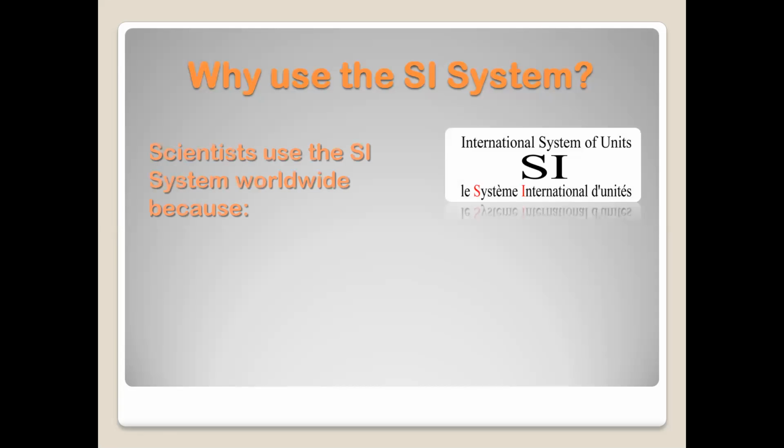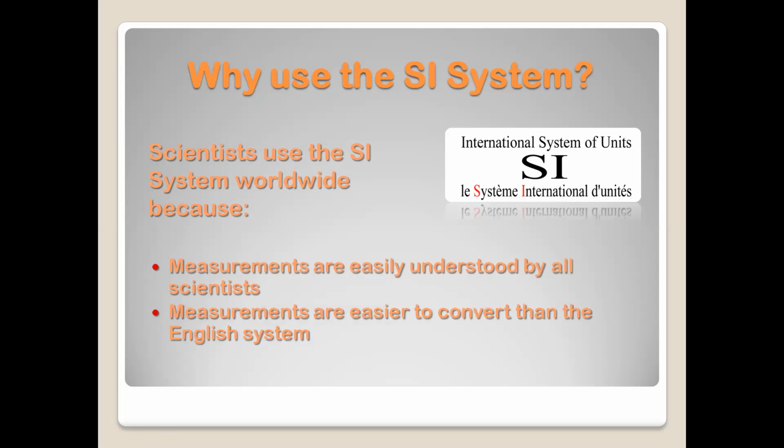Now, why do we use the SI system? Why not the other systems? What is wrong with them, right? Scientists use the SI system worldwide for 2 reasons. The first one is measurements are easily understood by all the scientists because for each of these units, there are specific definitions given so that accurate measurements are possible. The second reason is measurements are easier to convert than in the English system. The English system is the FPS system. Let us see what makes the conversion in the SI system easier and what makes the conversion in the English system a little tougher.